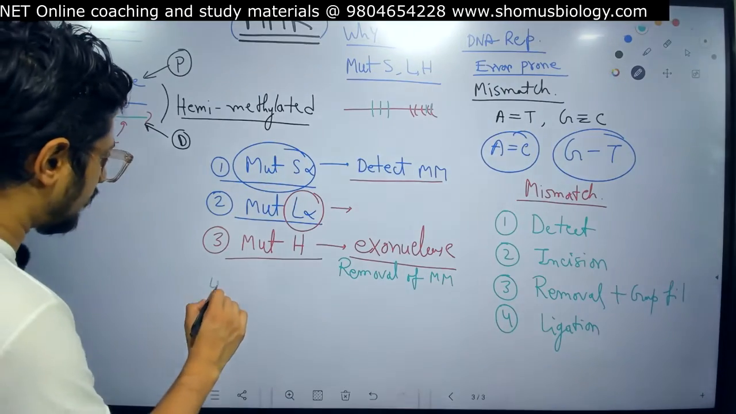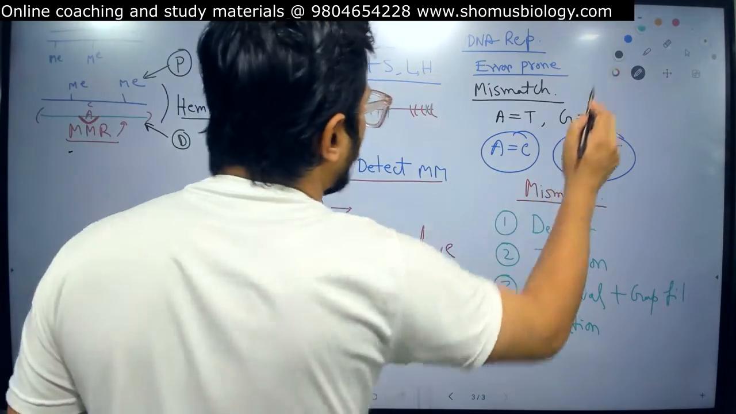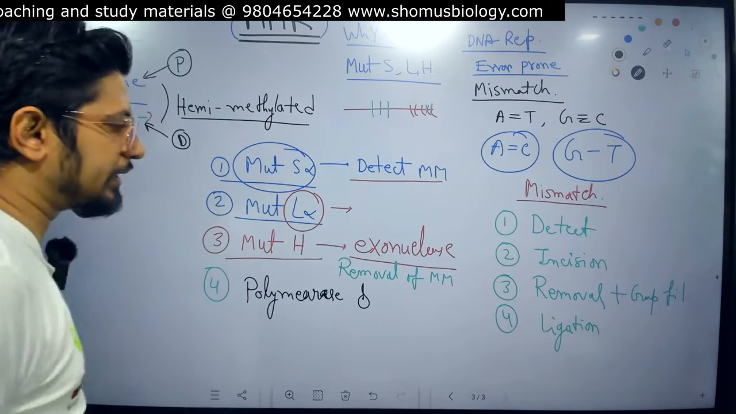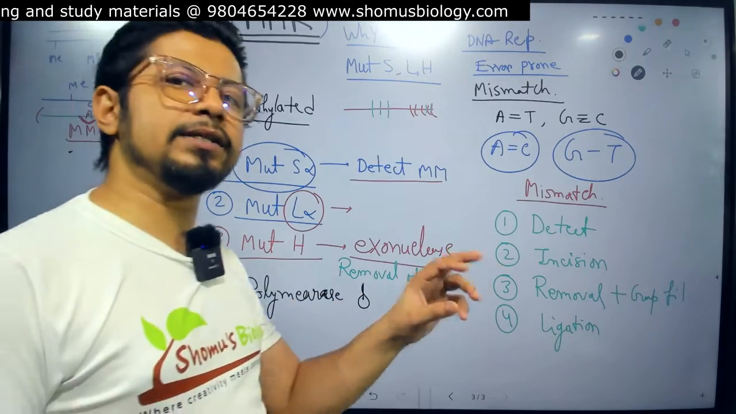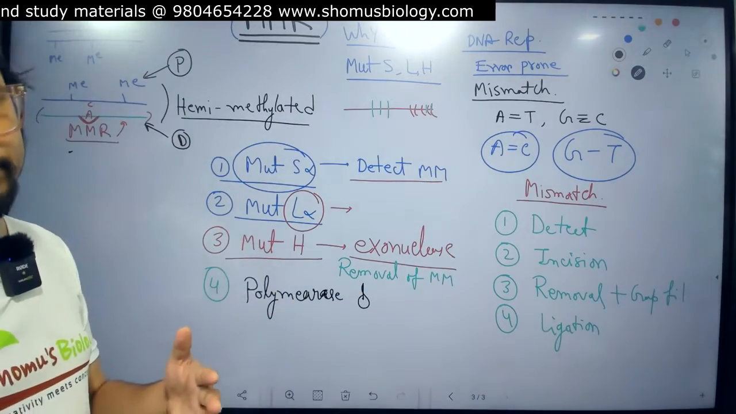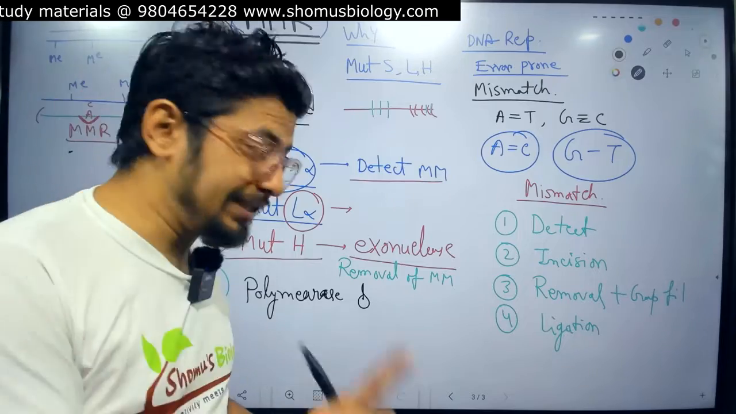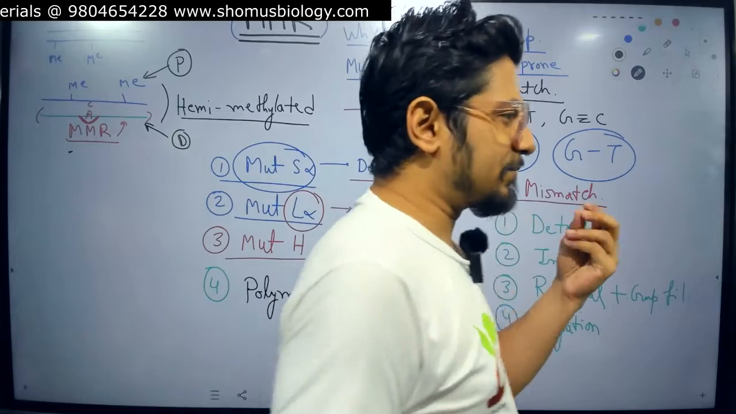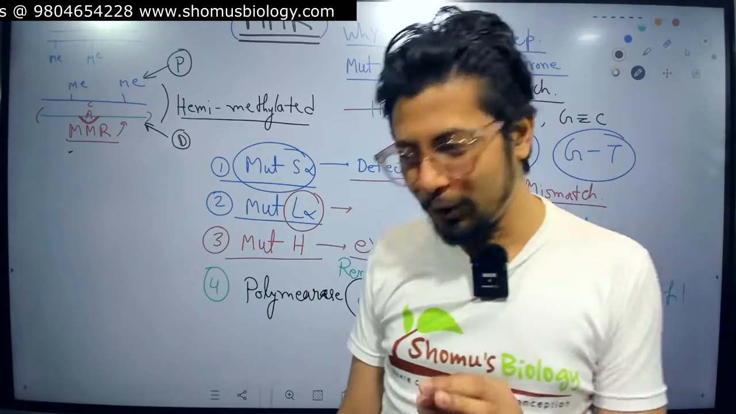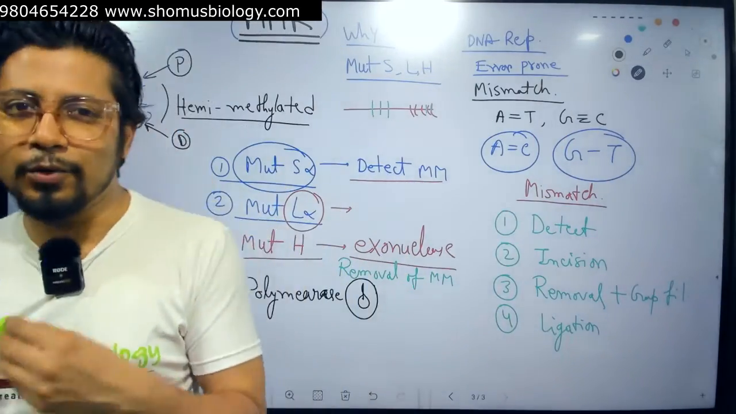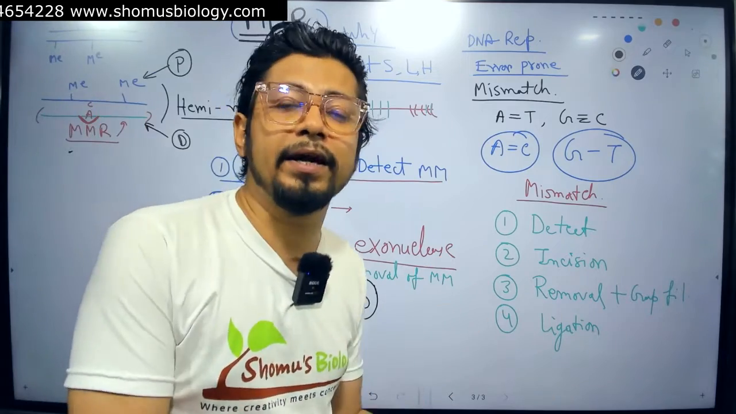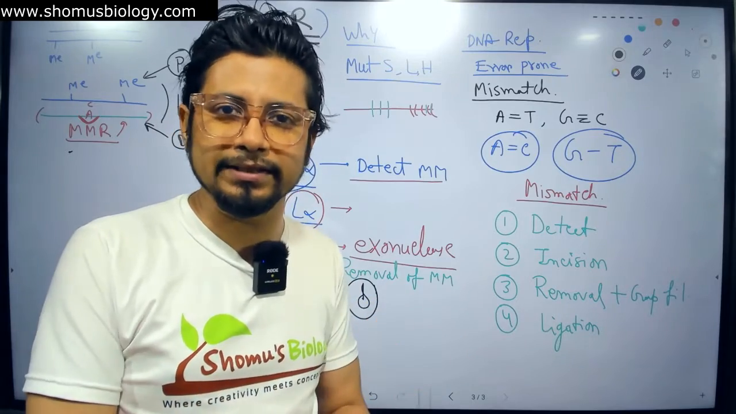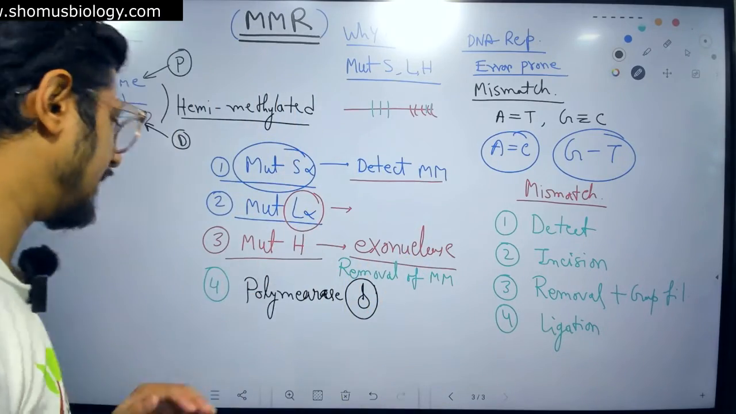And once that is done, the fourth step is obviously polymerization, since the gap is generated. Polymerase delta is involved, and its job is to fill the gap, adding new nucleotides in that sequence. Why polymerase delta is used is because it is one of those polymerases whose error rate is very low, and the effectiveness at which it adds the right nucleotide in that sequence is quite high. That's why polymerase delta is utilized here.